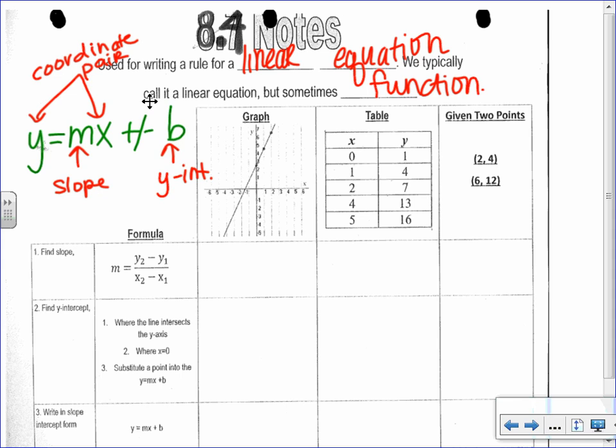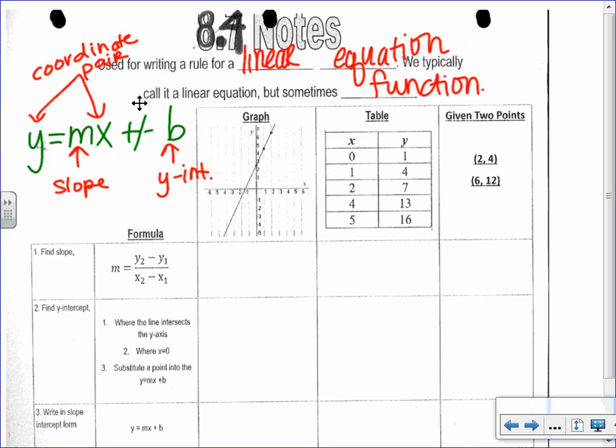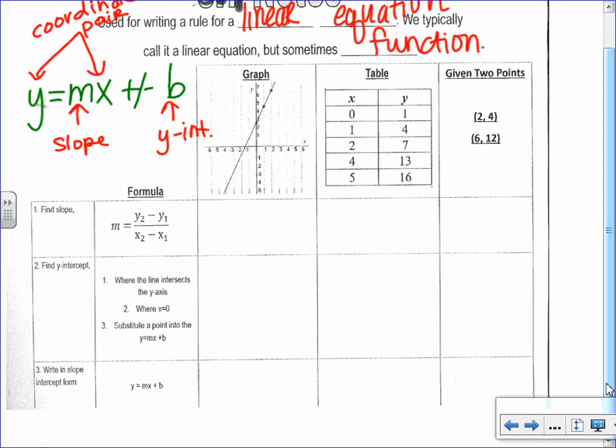Okay. Yes. So, let's start with the graph. It's super simple. Don't overthink. Alright. Okay. So, starting with the graph. First, just find the slope.